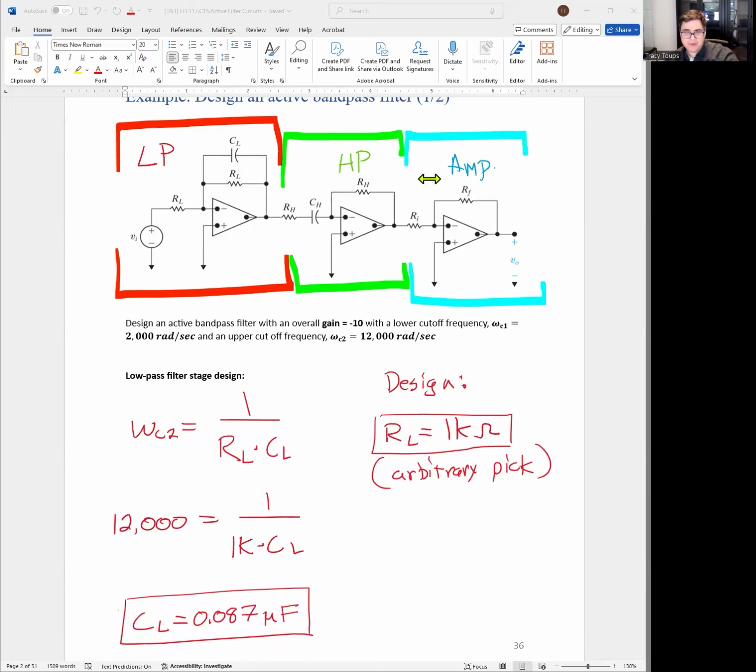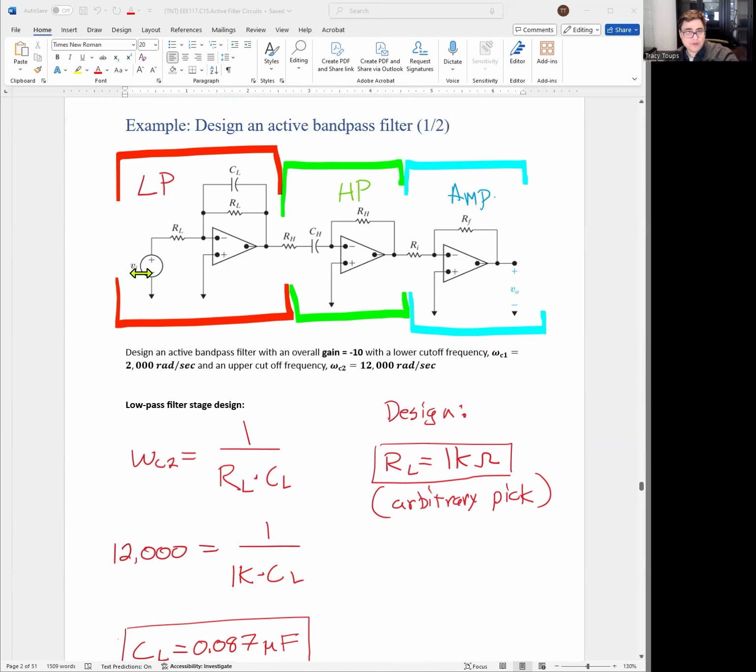So we know the amplifier will have a gain of -10. We have the lower cutoff frequency, omega C1 equals 2000 radians per second. So we know the high pass filter will need to be designed for omega C1 to be 2000 right here. And then the low pass filter stage will be designed for the upper cutoff frequency of omega C2 at 12,000 radians per second.